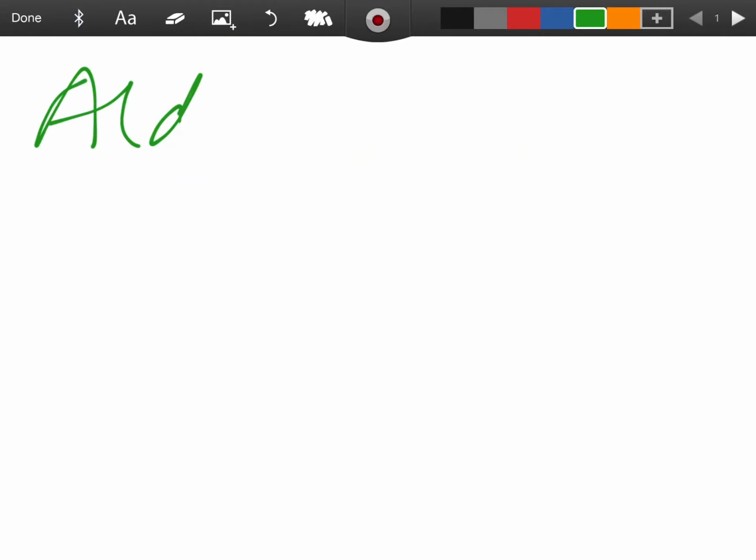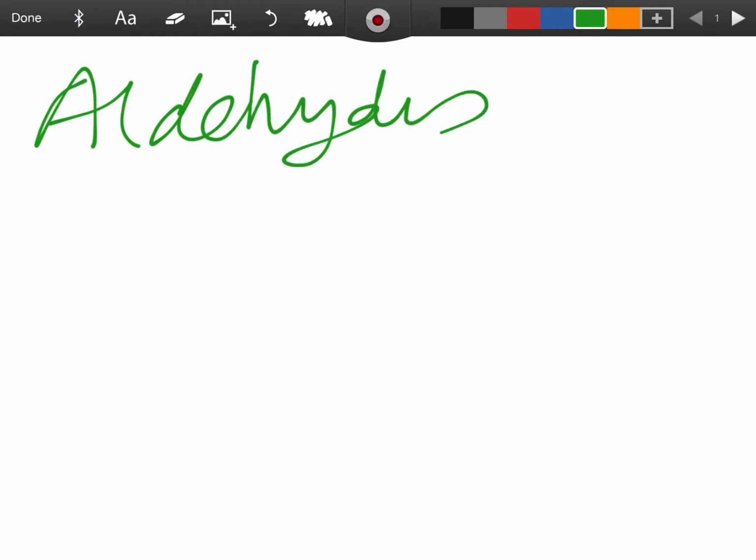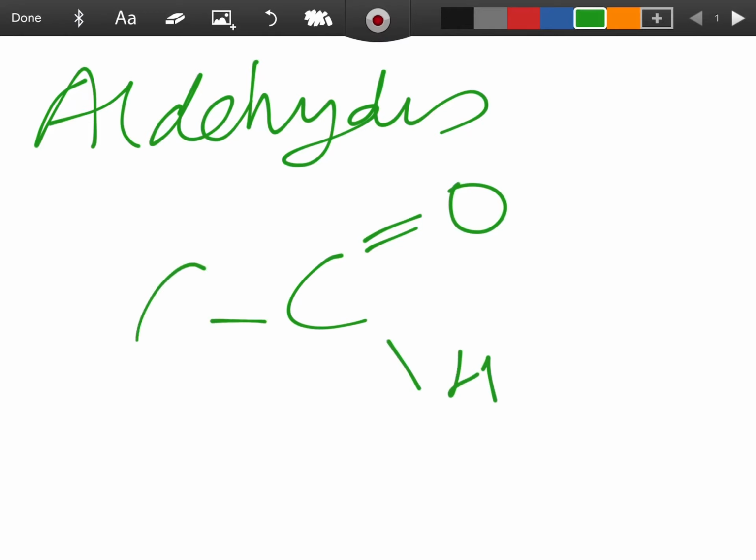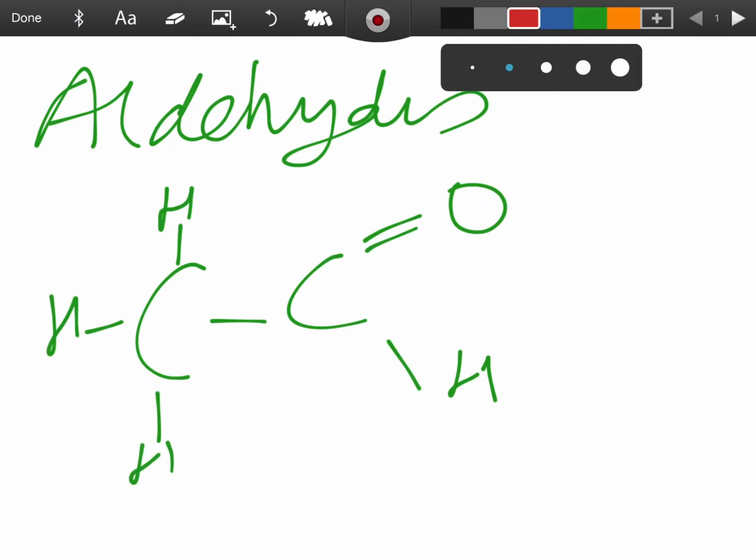Okay, now the next family we're going to have a look at are the aldehydes. The functional group of the aldehydes is C double bond O and an H. Remember your definition of a functional group: atoms or group of atoms that are responsible for the characteristic properties. So this is the functional group of aldehydes. If I change that to ethanal, there's my ethanal.